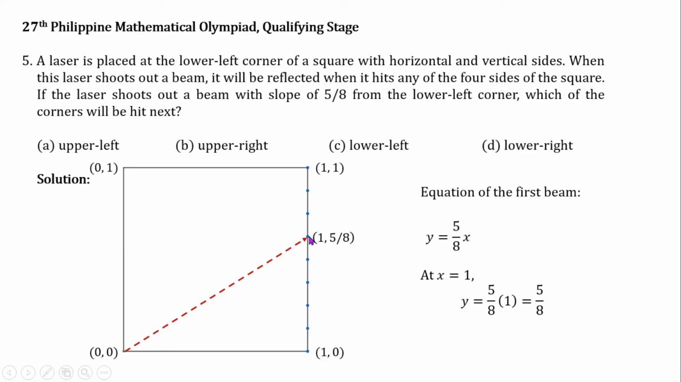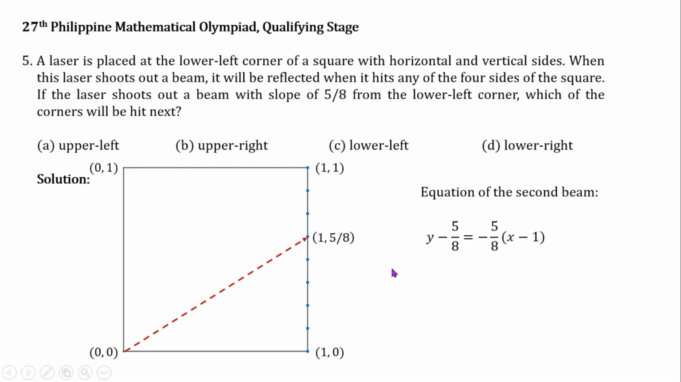Now, let us determine the point on this side of the square that the second beam will strike. So how do we do that? Take note that the reflected beam will have a negative slope, right? So we can use the negative slope, which is -5/8, and this point to create the equation of that second beam. Now, using the point-slope form, the equation of the second beam must be y minus 5/8 equals the slope of -5/8 times the quantity x minus 1.